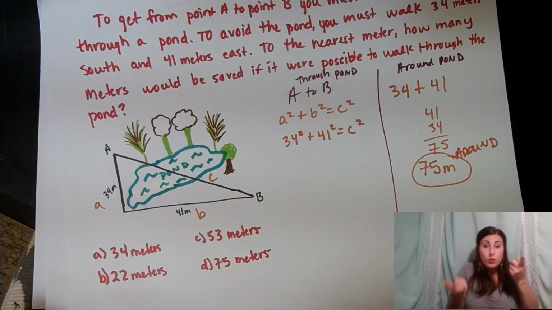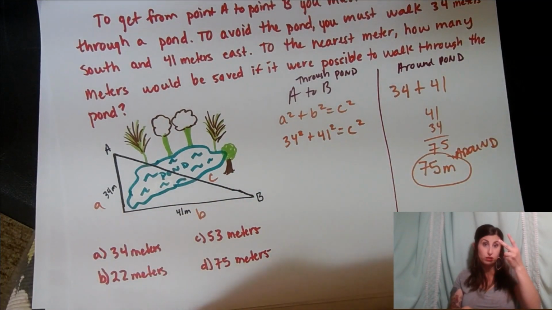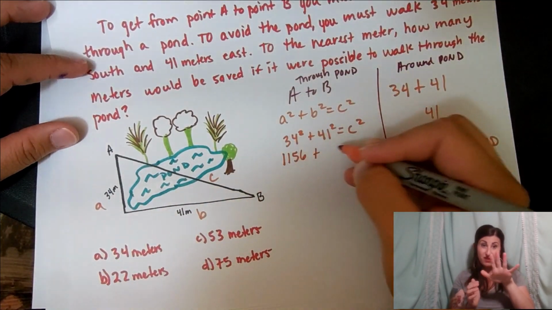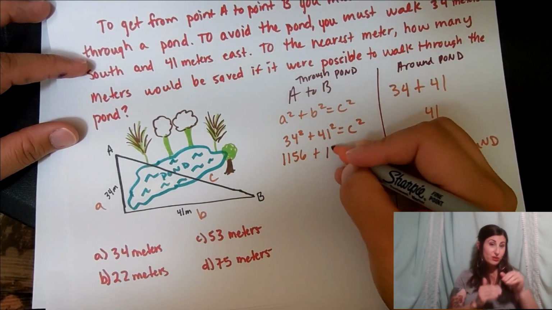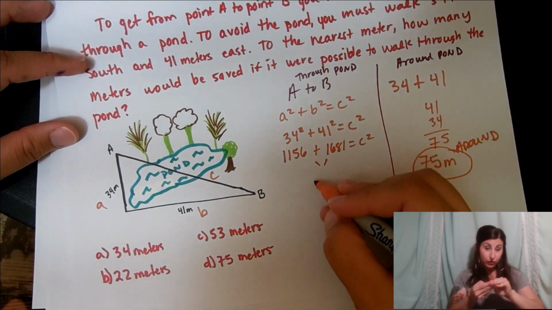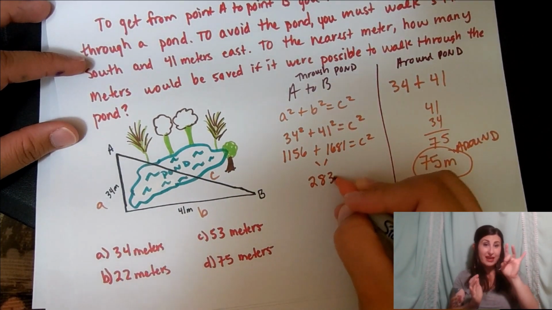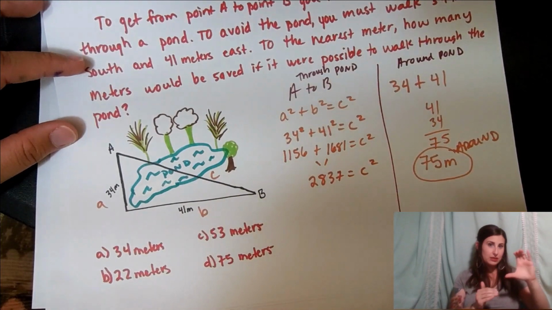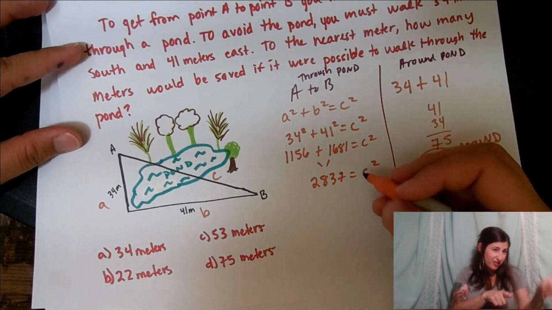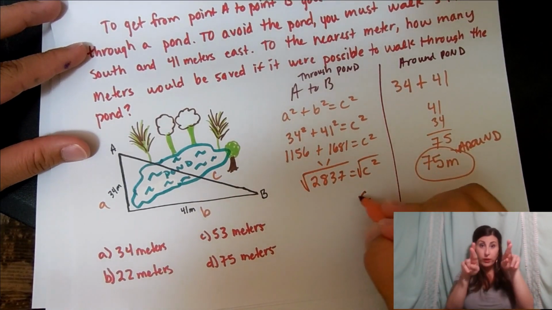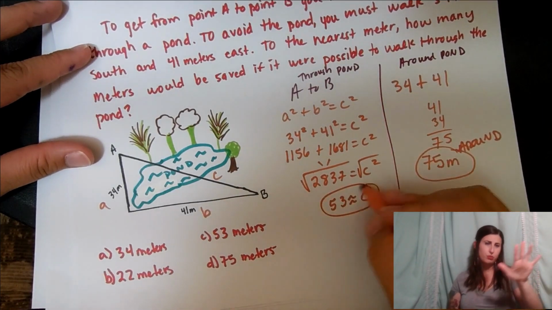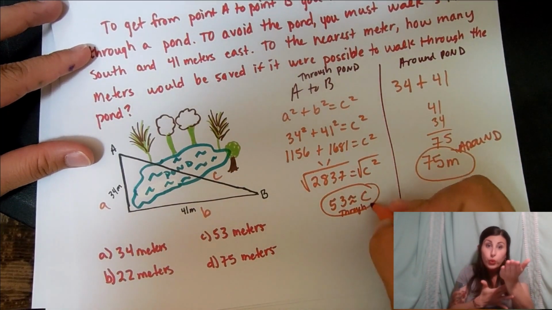All right, so 34 squared equals 1,156. 41 squared is 1,681. Okay. When I add those together, I get 2,837 equals C squared. And you can just use a calculator for this or multiply on the side. Square root that, square root that. C is approximately 53. Okay, this is through the pond.